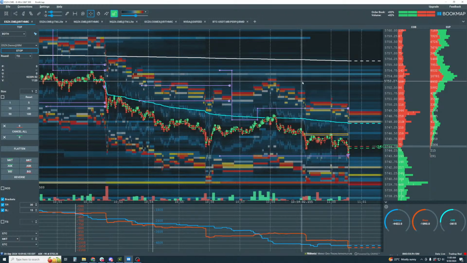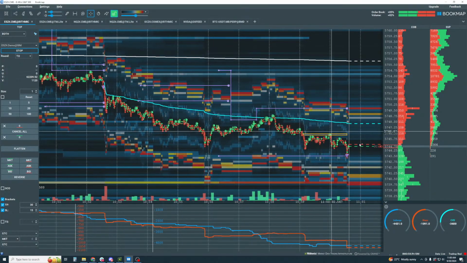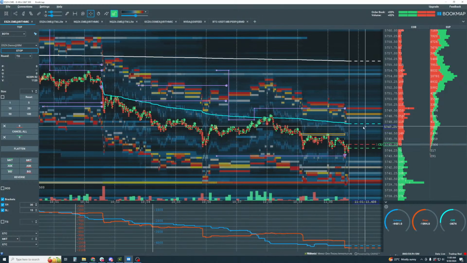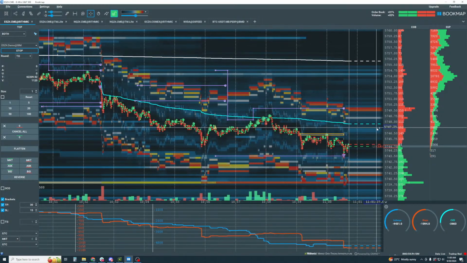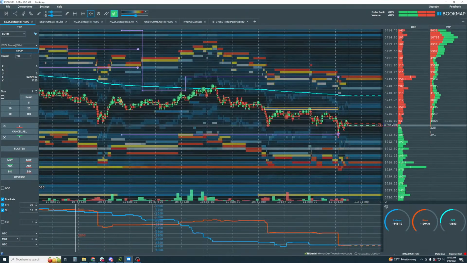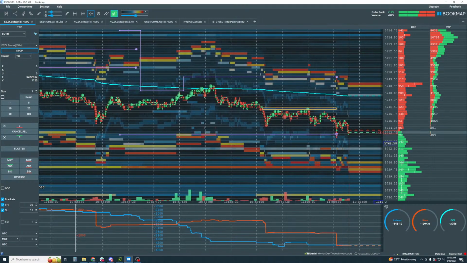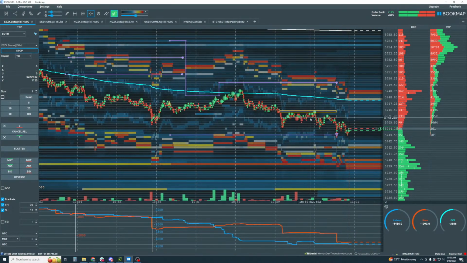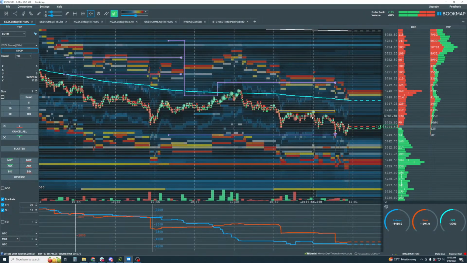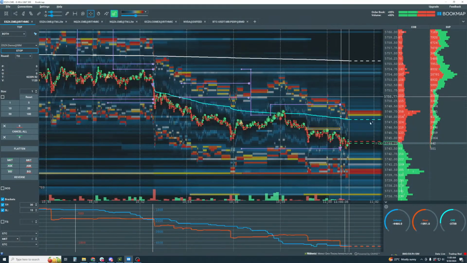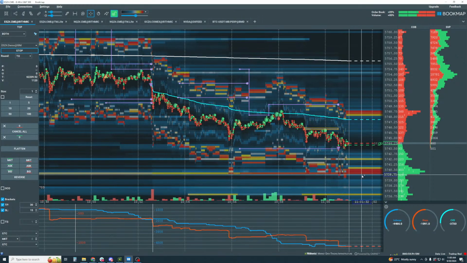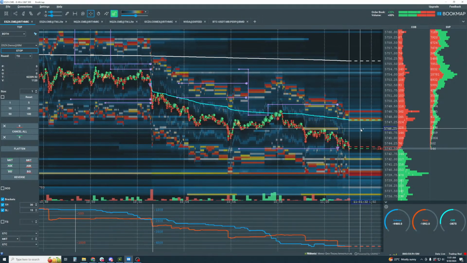All right, so we didn't get it. Still looking for it though, and if we do get back up here, we should probably get a pretty nice squeeze. Okay, so still open to it. Okay, it's got to get back up above 46 though.